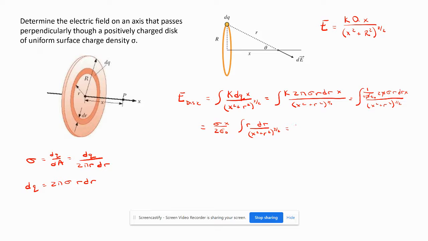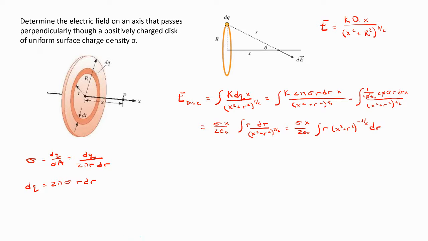I think this is easier to write as a product. So sigma x over 2 epsilon naught, the integral of r times (x squared plus r squared) to the negative 3/2 dr. And we're going to have to use some u substitution. So let's let u equal x squared plus r squared. So that du would be equal to 2r dr. Keep in mind r is the variable. r is the thing that's changing as the disk gets larger and larger. x is a constant. That's the distance from the ring.